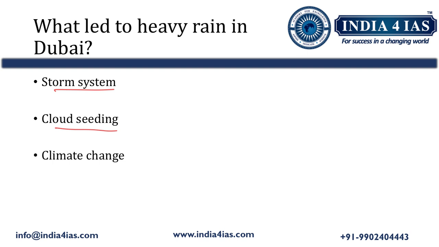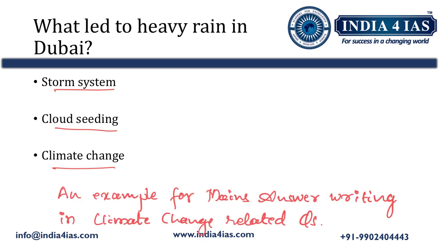The third reason is climate change. The meteorological experts suggest that while the heavy rainfall in Dubai was triggered by a normal weather system like a storm system, its exaggerated intensity is mainly because of climate change. So we can quote the Dubai heavy rainfall and flood as one of the examples while writing about extreme weather events in the context of climate change.